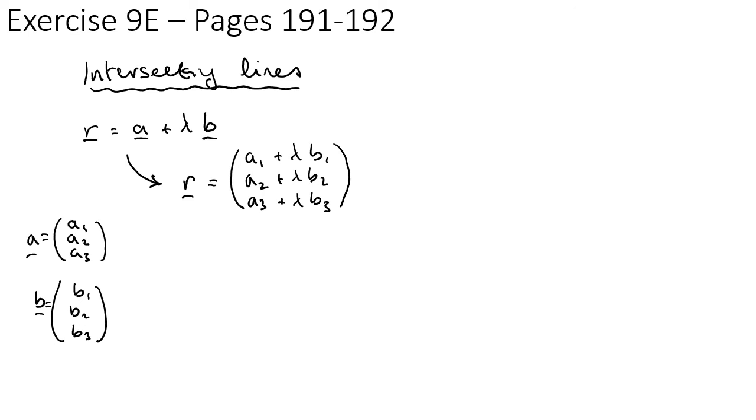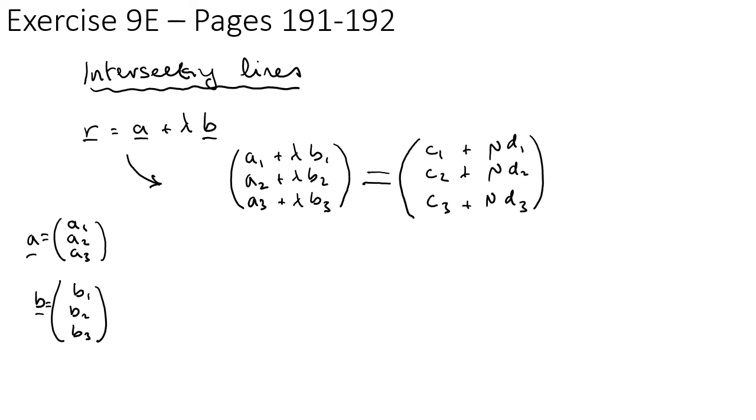So this is going to be equal to however we write the other line. So let's call this C1, C2, C3 plus mu. Guess what letter we're going to use? D. D1, D2, D3. So here's our other line. And then once we've made them equal to each other, we solve two of the equations. Solve two equations, and then we need to check it works in the third. Check with third equation.